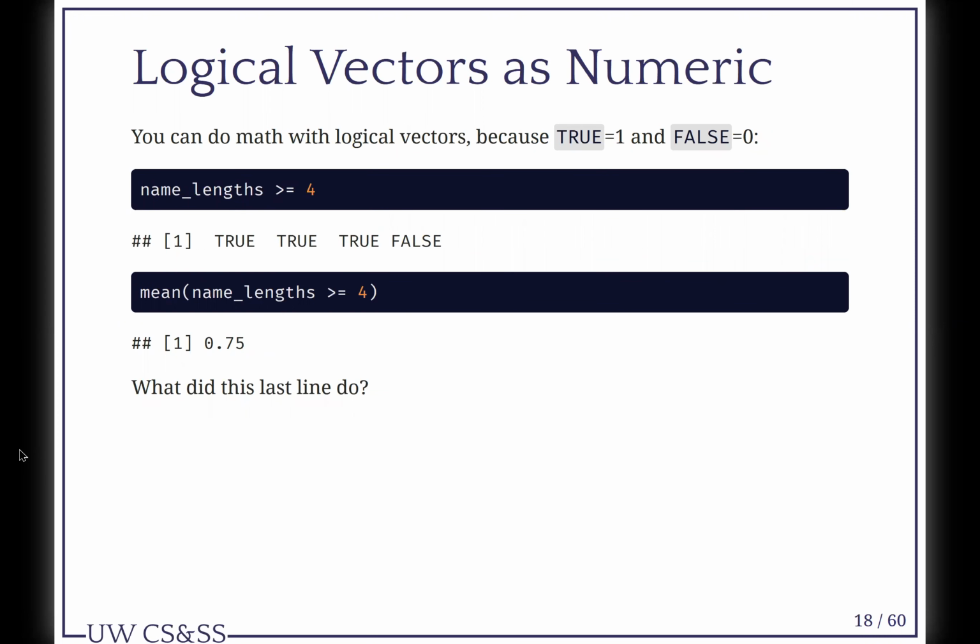Logical vectors also have an underlying number. You can do math with logical vectors because true is equal to 1 and false is equal to 0. So we could say, with our logical expression, name lengths greater than or equal to 4. If we take the mean of that logical expression, it produces 0.75. So what does this last line do? It told us the proportion of name lengths greater than or equal to 4.